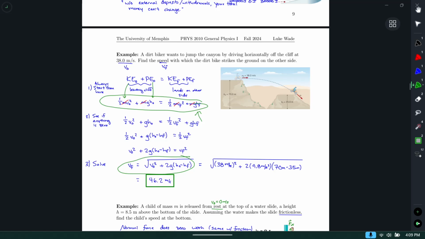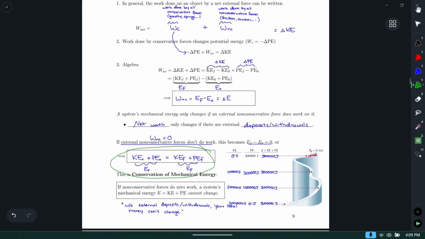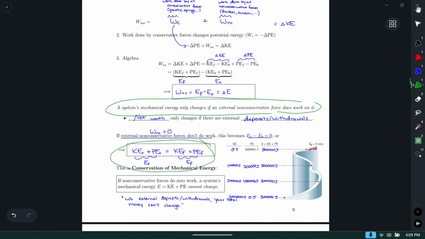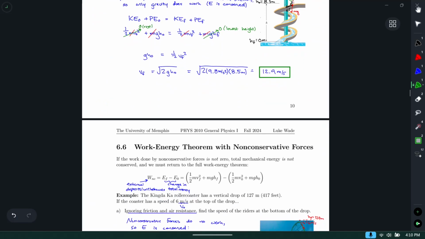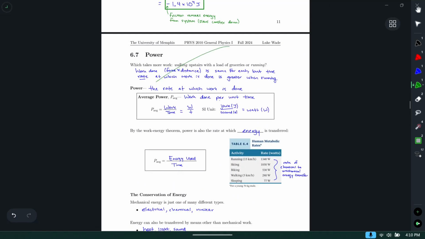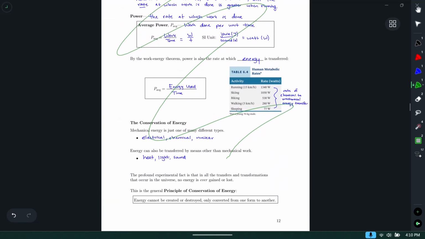The other conceptual thing in this chapter, besides positive, negative, or zero work, would be knowing when energy is conserved. And that's going to be when external forces are not doing any net work. Mechanical energy only changes if an external non-conservative force does work, or in other words, if non-conservative forces aren't doing work, then mechanical energy is fixed, is conserved. And that's the main stuff for that chapter. Power is not on there. Really, this whole last page is not on there.